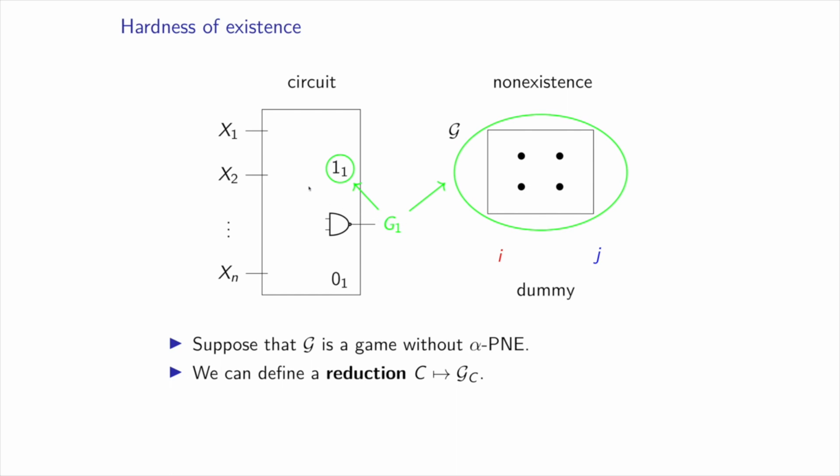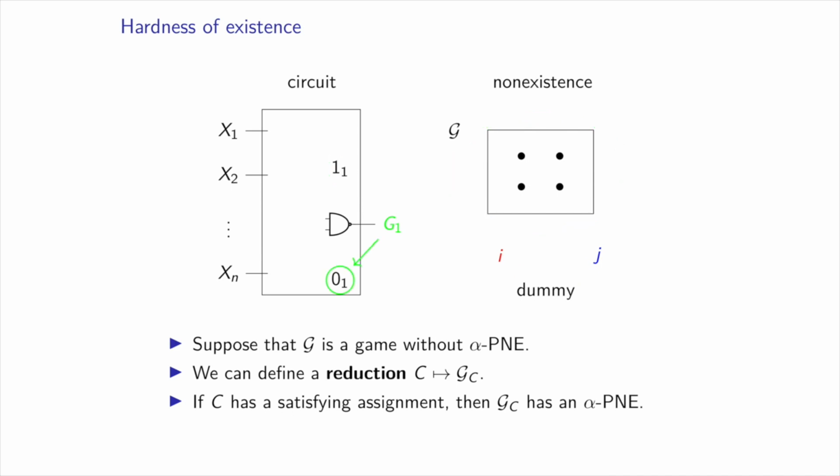Suppose a circuit has a satisfying assignment. Then it will still be profitable for the output player to play the 1 strategy, regardless of what the players in the non-existence game are doing. In this way, the output player can force the players on the right game to opt out of playing in G, and therefore they will play the dummy strategy. This will give rise to an alpha PNE. Namely, in this alpha PNE, the inputs of the circuit will play according to the satisfying assignment, all the gates of the circuit will play according to the NAND semantics, the output of the circuit will play the 1 strategy, and the players in the non-existence game will all play the dummy strategy.